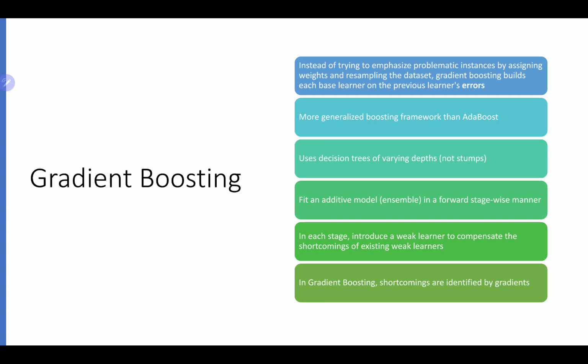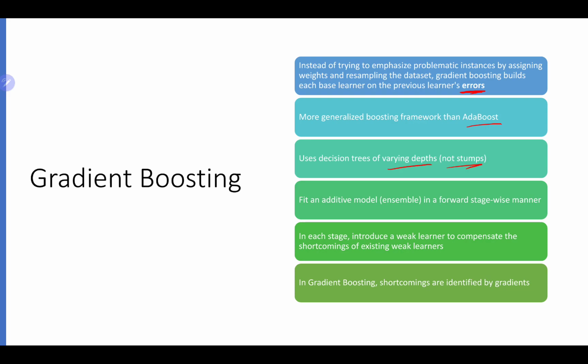So here, instead of trying to emphasize the problematic instances by assigning weights and resampling the dataset, gradient boosting builds each base learner on the previous learner's errors. It's a more generalized framework than AdaBoost. It uses decision trees of varying depth, generally medium depth. So it's not stumps, it's not a single deep tree, but maybe a medium size. So it's smaller than random forests and definitely larger than AdaBoost.